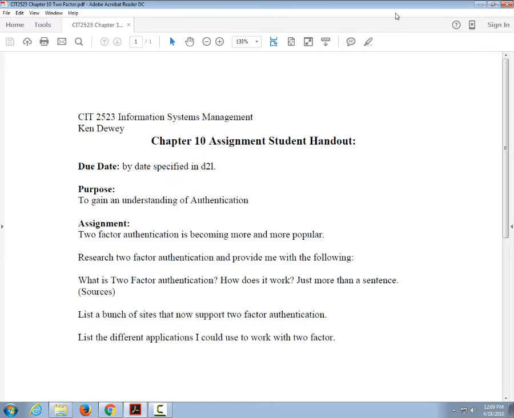Alright, this is your Chapter 10 assignment. To gain and understand authentication, the first part of Chapter 10 talked about authentication. Two-factor authentication is awesome. I use it a lot. Basically, what it is, I log into my Google account. I have to have the username and password and a separate key. Okay? Hence two-factor. I need to know my password and the separate key. The cool thing is the key changes every minute.